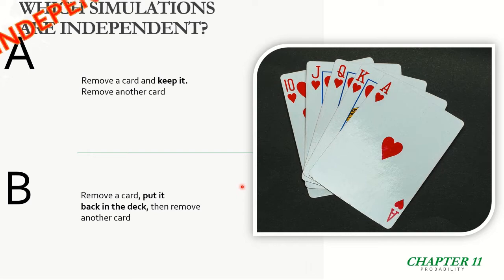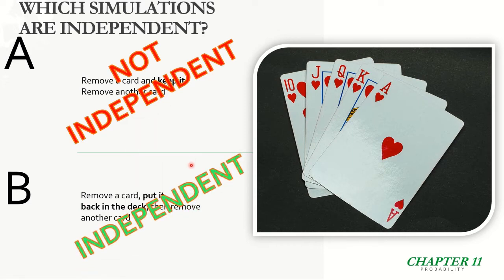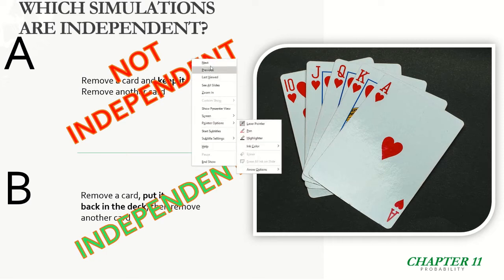Here's the answers. Part A, not independent. If you keep the card, the odds are different the next time because there's only four cards instead of five, and the card you picked and kept is no longer available to be picked. So those are not independent events. For B, they are in fact independent events. Because this time you've put the card back and the odds are the same for picking that card or any other card as the first time you pulled a card.